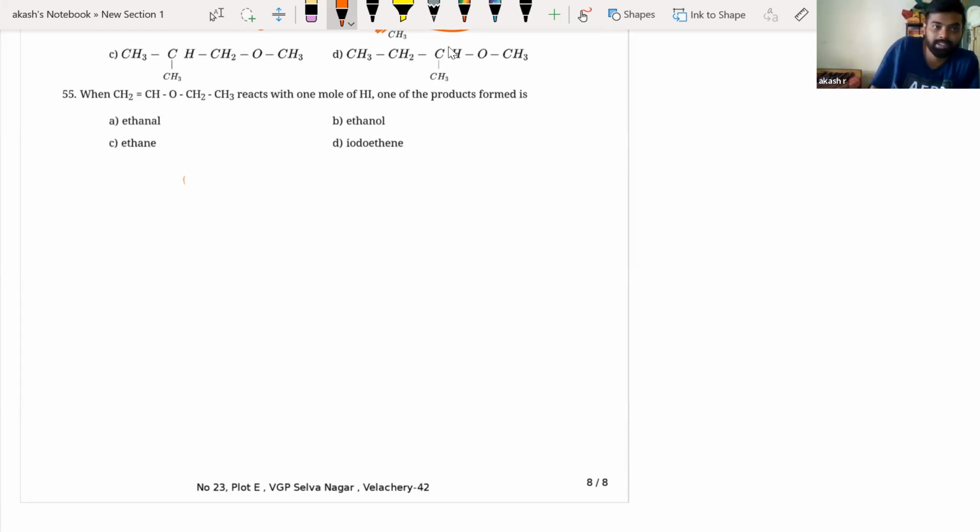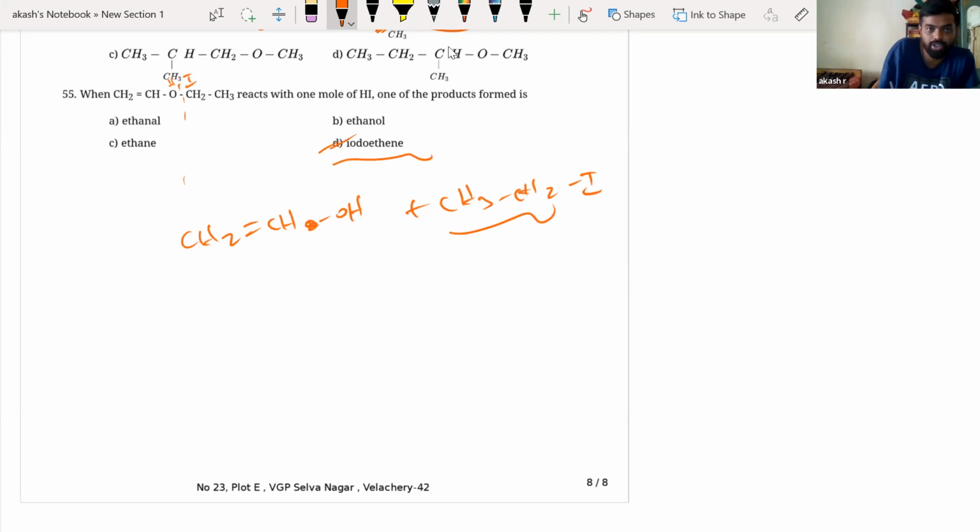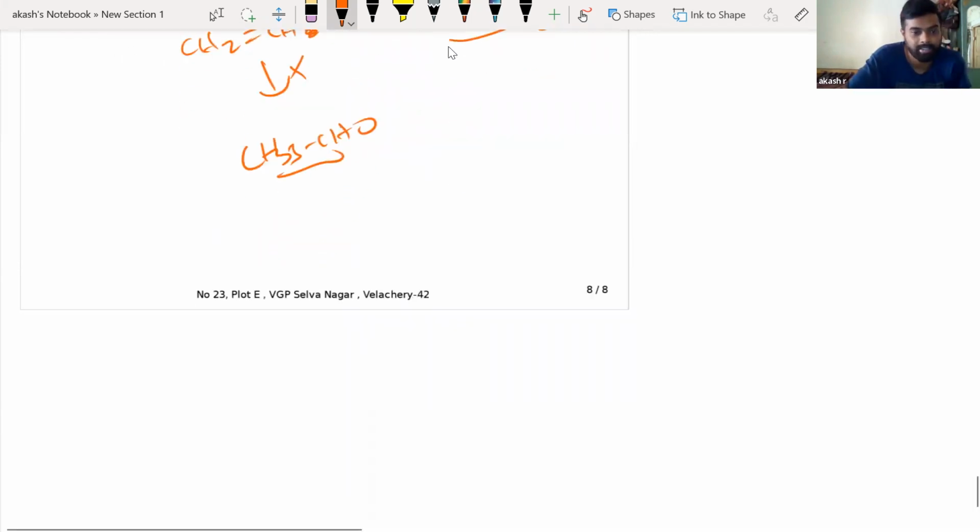Now look at this. If I break this bond and I put H here, I here, what you would have gotten is CH3CH2I. Iodoethane is present for sure. And also you would have formed this one, which is going to undergo tautomerization. I don't know whether you know this; you can convert this into CH3CHO. Don't worry about it now. Anyways, the answer is iodoethane. Okay, done.